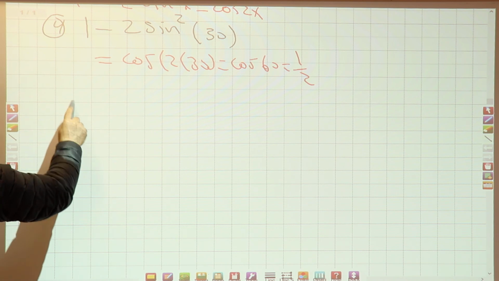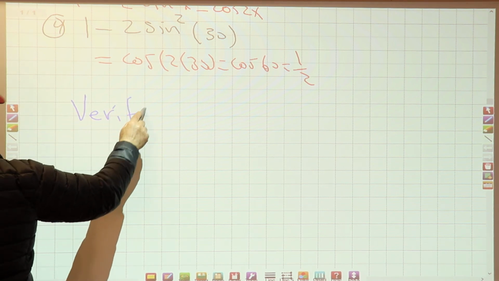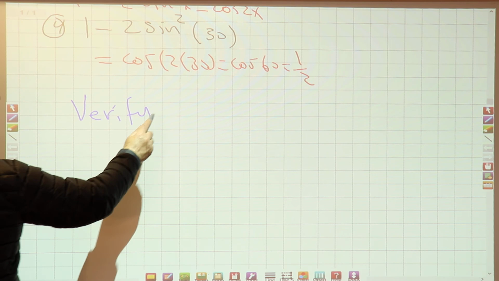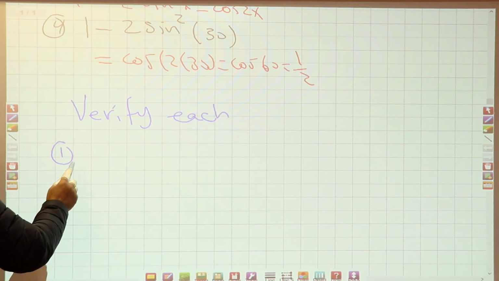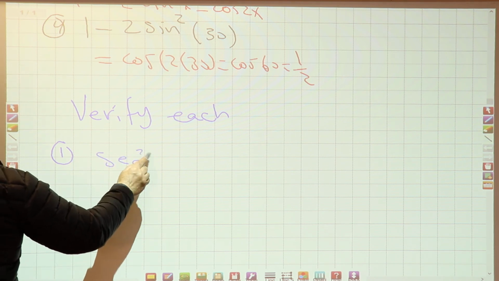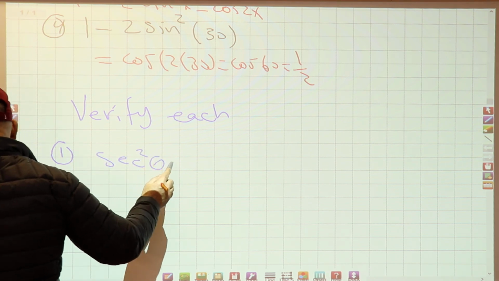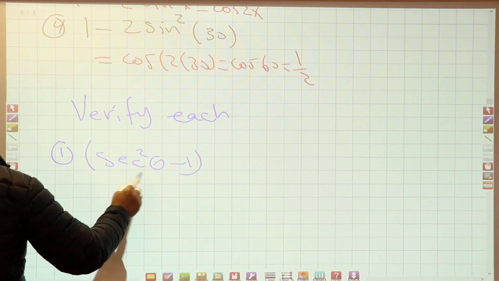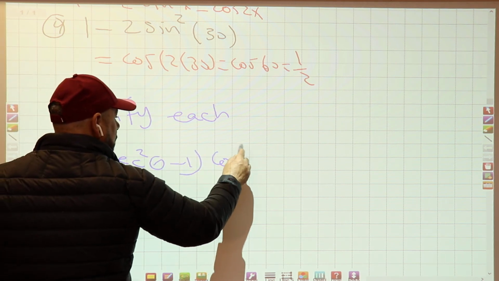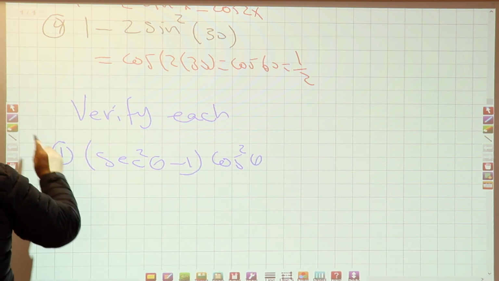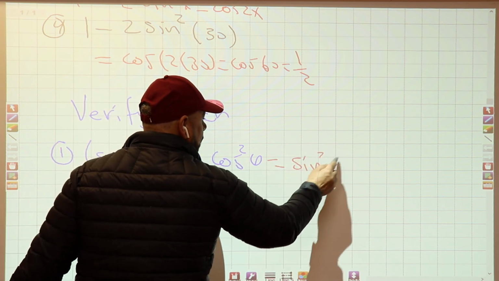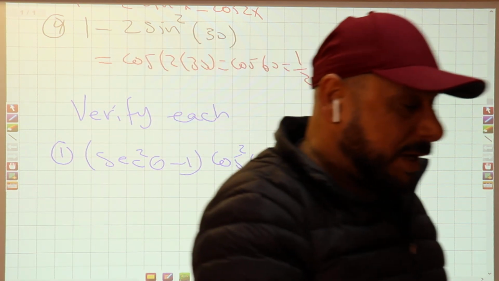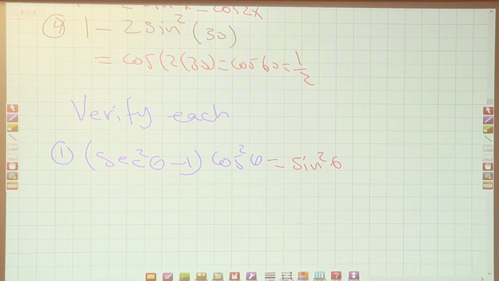Let me use the blue. Verify each. Let me just take this: secant squared theta minus 1, and we want to verify that it equals sine squared theta over cosine squared theta. How are we going to think about these problems?